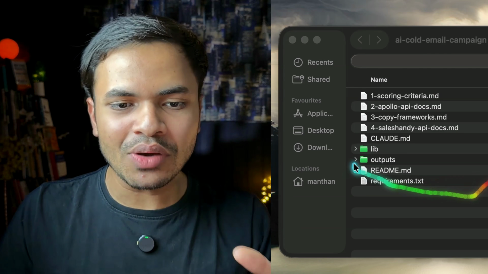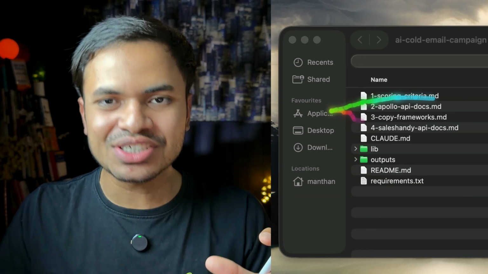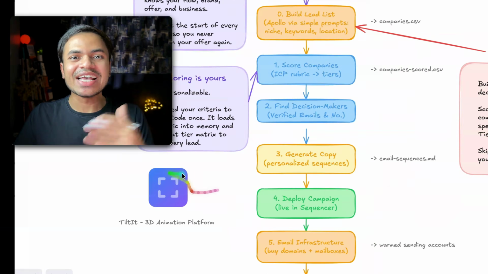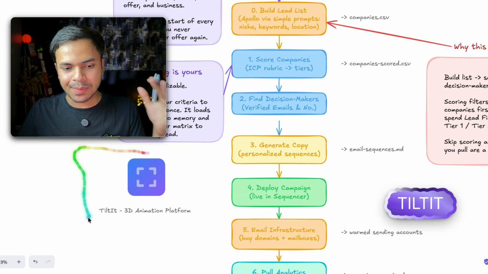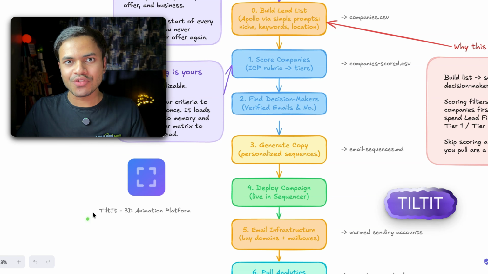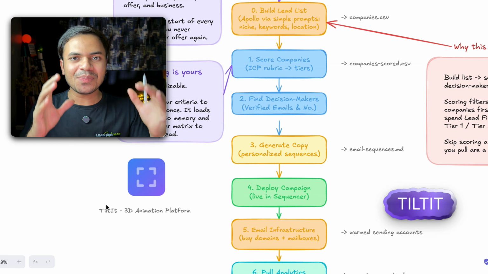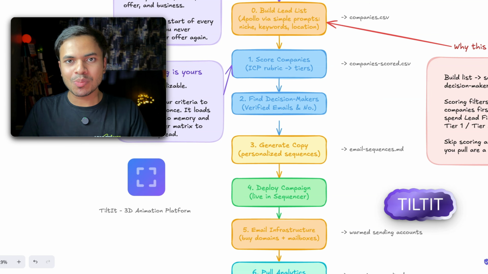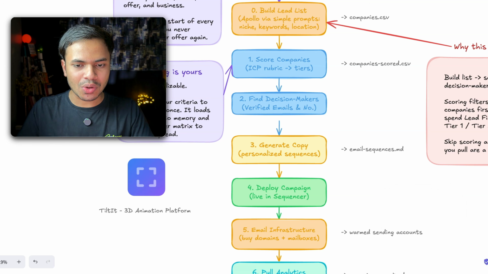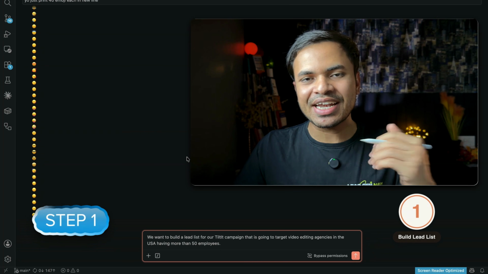So before I show you how you can set up this entire GTM folder structure, let me show you one quick example. As you might know, I have one software platform named Tilted, which is a 3D animation software, and we want to build an outreach campaign for that. So our first step is going to build the company lead list by using Claude Code. Let's head over to Claude Code and enter our first prompt.